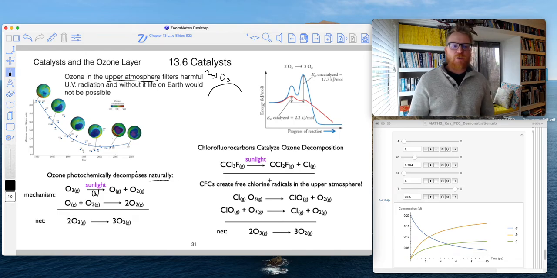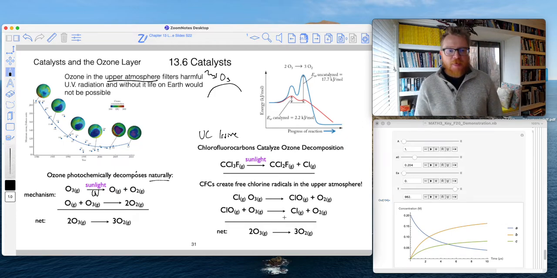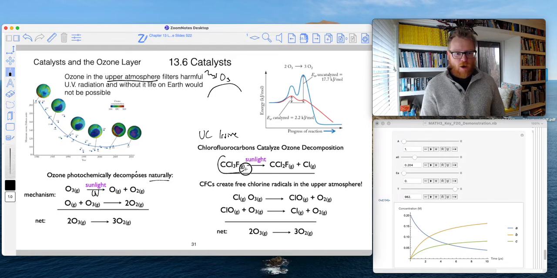And so it was discovered by some very smart folks at UC Irvine in Orange County that chlorofluorocarbons, and this is a chlorofluorocarbon, can destroy ozone. So these chlorofluorocarbons are used as coolants and refrigerants. They were also widely used in aerosol canisters.